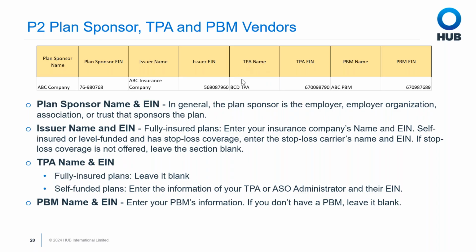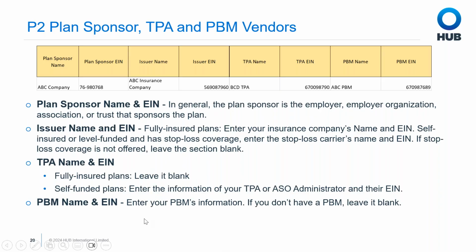If you have a third-party administrator, you would enter the name of the third-party administrator and their EIN, and the same holds true with respect to your pharmacy benefits manager, or PBM. Again, this is usually not in the questionnaire for the TPA or the PBM because they already know who they are and what their EIN is. So this is only required if you're filing the P2 form on your own.